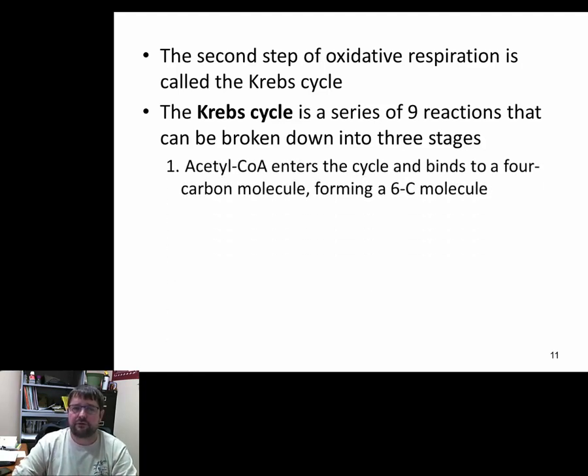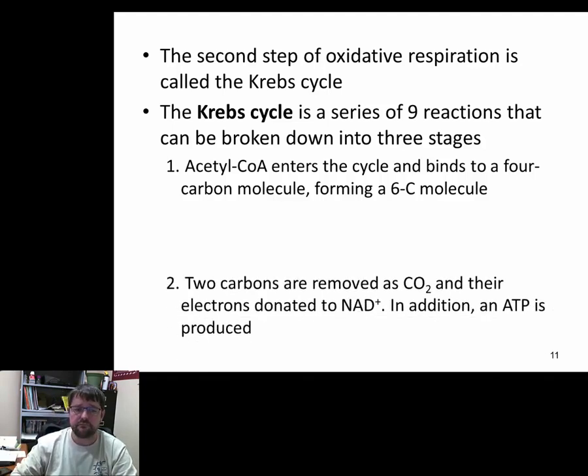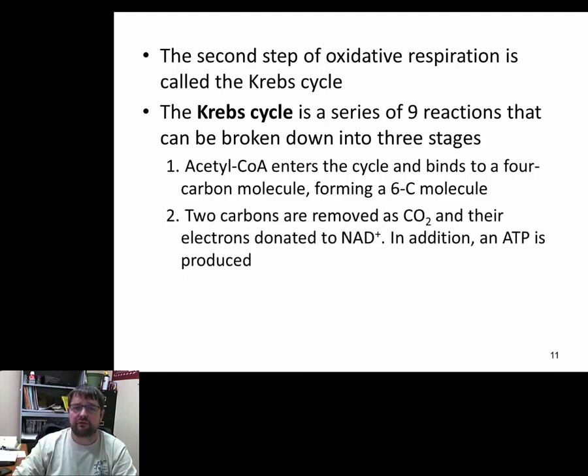So the first stage, take the acetyl-CoA molecule and bind it to a 4-carbon molecule to form a 6-carbon molecule. Then, taking that 6-carbon molecule, you're going to remove carbon molecules to form CO2. And as you break the bonds, you're going to have electrons that are going to be donated along with a proton to NAD to form NADH. And also, there's enough energy from the breaking and the rearrangement of those carbon chains to form ATP, to phosphorylate ADP.